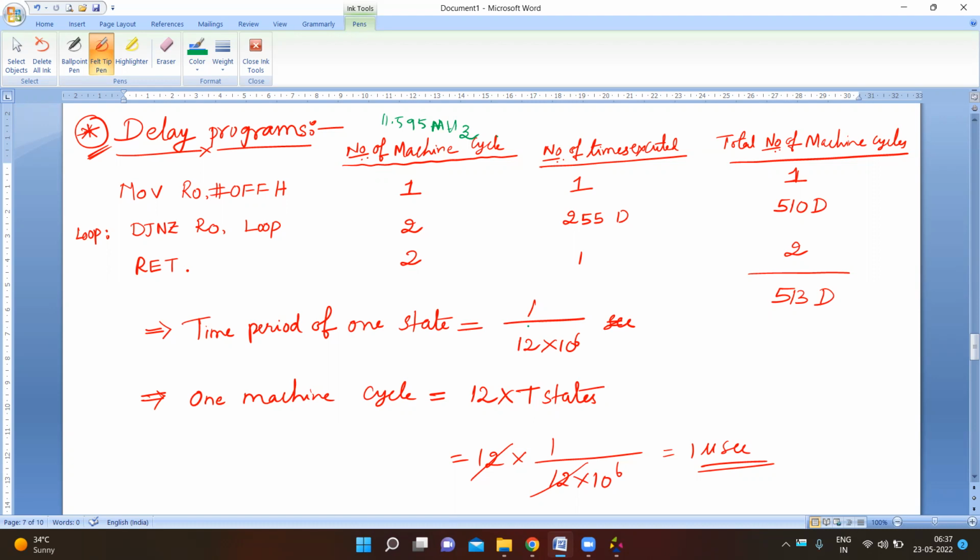The time period of a machine cycle, in 8051 or any processor: a machine cycle is nothing but the time required to complete one instruction completely. Any instruction we write in assembly language starts with an opcode, the operation code. Three operations have to be carried out while executing an instruction. The first one is opcode fetch. By this, the controller knows what kind of operation has to be performed.